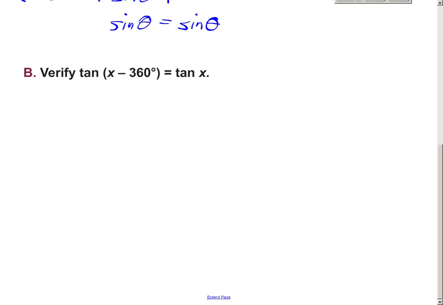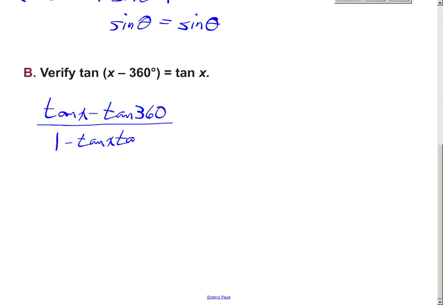In the next one, looking at tangent, we want to show that tangent of x minus 360 is just tangent of x. Well, just thinking about the idea of our coterminal angles should really pretty much satisfy that one in our mind, but let's go through the steps of verifying that. So our tangent difference identity is the tangent of the first, so tangent of x, minus the tangent of the second, over 1 minus the tangent of the first times the tangent of the second.